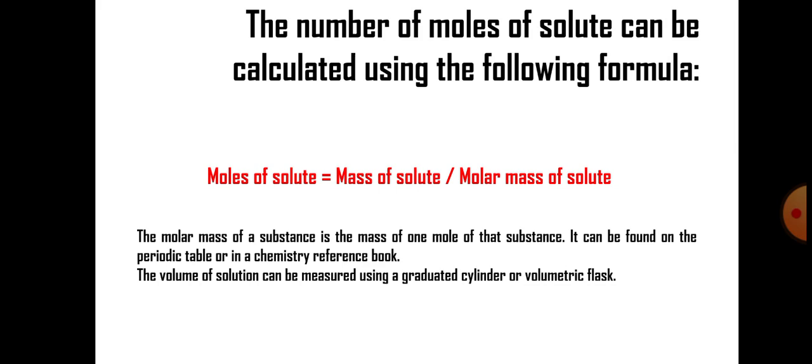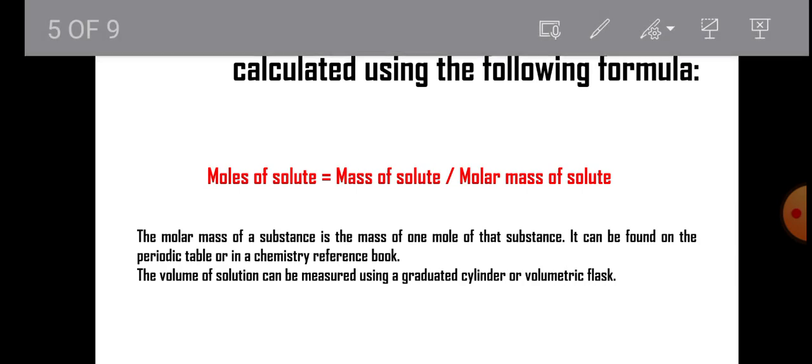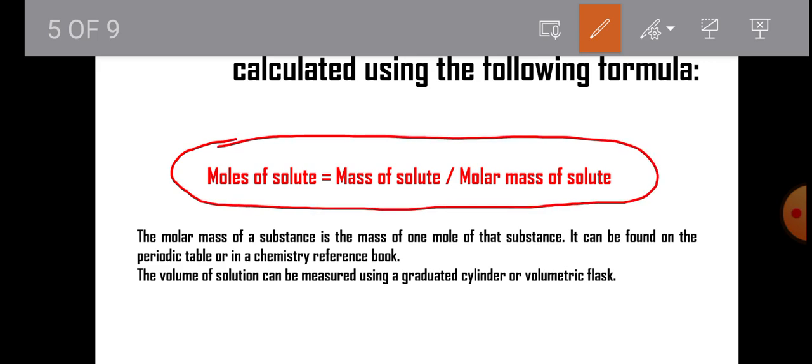The number of moles of solute can be calculated using the following formula. Here comes the important point. Take your notebook and pencil and note down the formula, it is very essential. Moles of a solute can be calculated as mass of the solute divided by molar mass of solute. The molar mass of a substance is the mass of 1 mole of that substance. This can be referred from a textbook or from a periodic table. In the same way, the volume of a solution can be measured using a volumetric flask or a graduated cylinder.